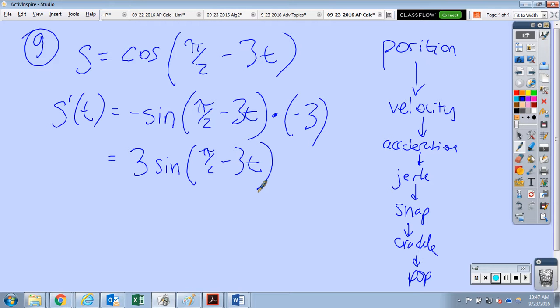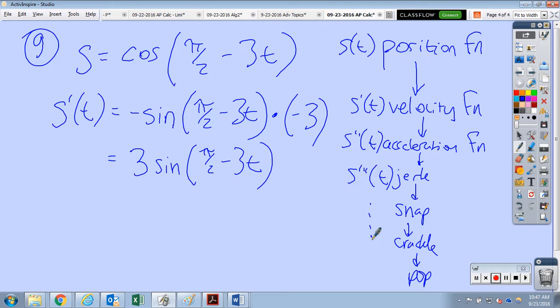So when it asks you to find the velocity of something, that's just the derivative? Yeah, if you're given the position function, the derivative of the position function is the velocity function. So say this is s of t, and s prime of t, and et cetera.